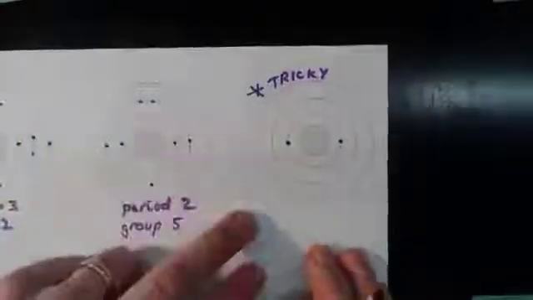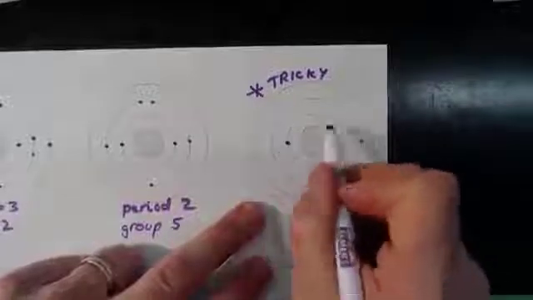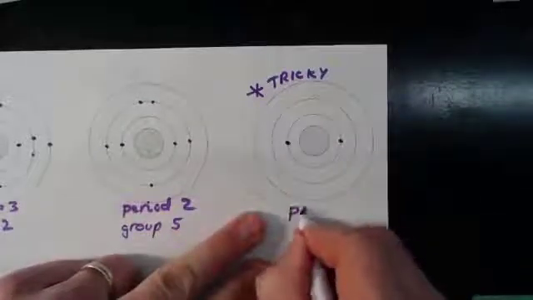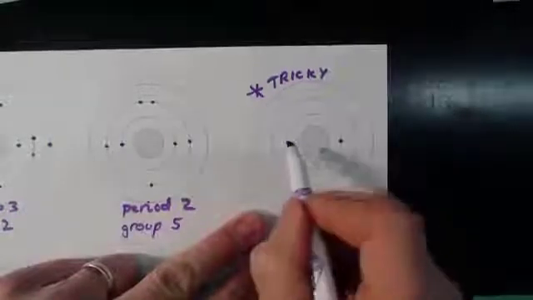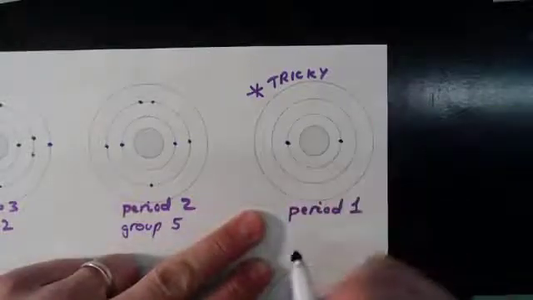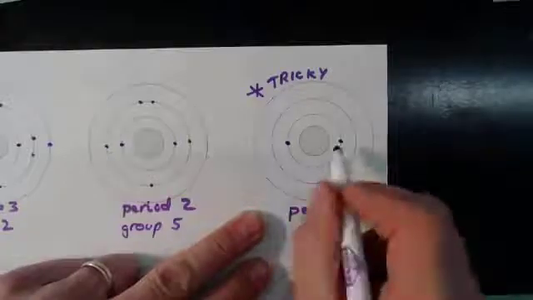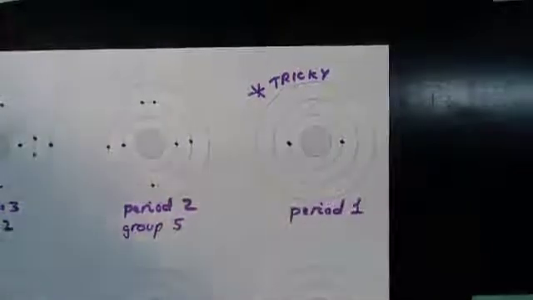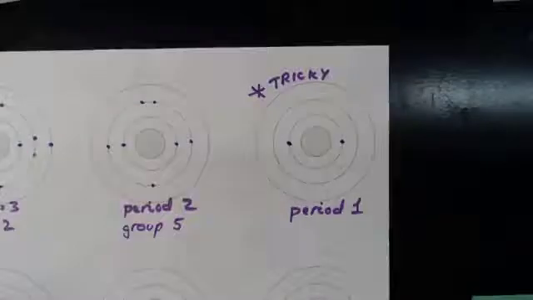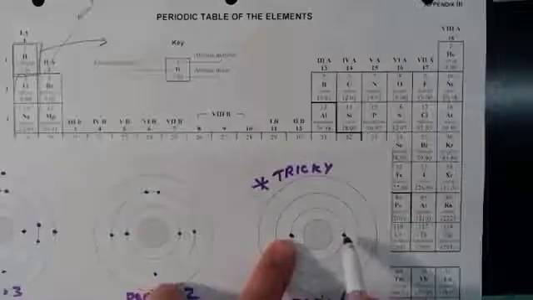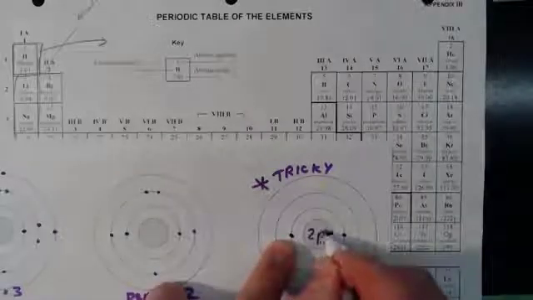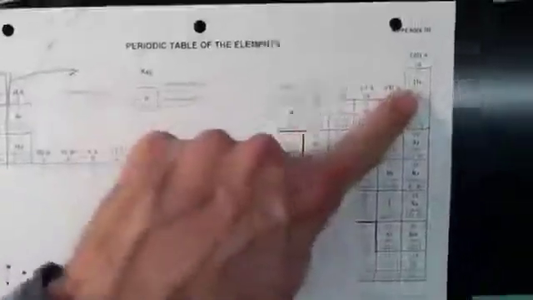Okay, let's look at this one. This one has 1 orbital, so it would be period 1. However, it has 2 electrons. Oh, it must be in group 2. Which element is this? Now, if you look at the periodic table, this element has 2 electrons and it would have 2 protons. That is helium.